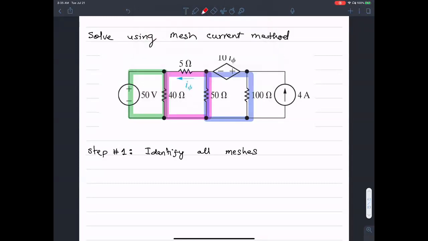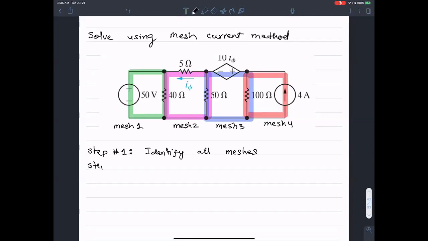And there's a fourth one. Let's look at this guy. Four meshes. Okay, there are four meshes here: mesh one, mesh two, mesh three, and mesh four. So that's step one. I identified all the meshes.